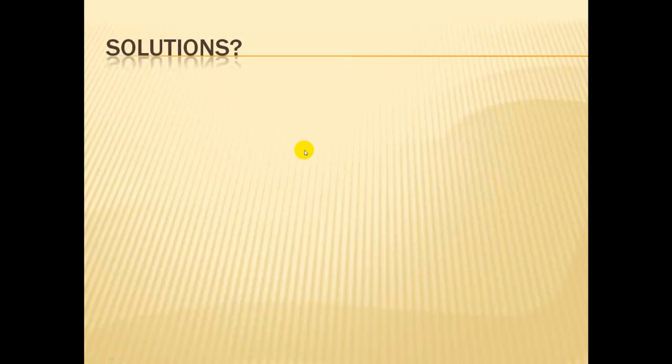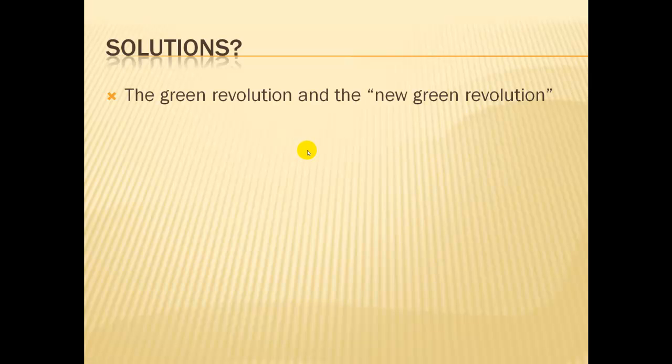So what are the solutions to this dilemma that we're in? Well, we saw the Green Revolution in the 1960s, but now we have something called the New Green Revolution. And the New Green Revolution is a revolution that is embracing technology, but at the same time very much looking at how we use soils in the landscape differently. The first one is genetic engineering.